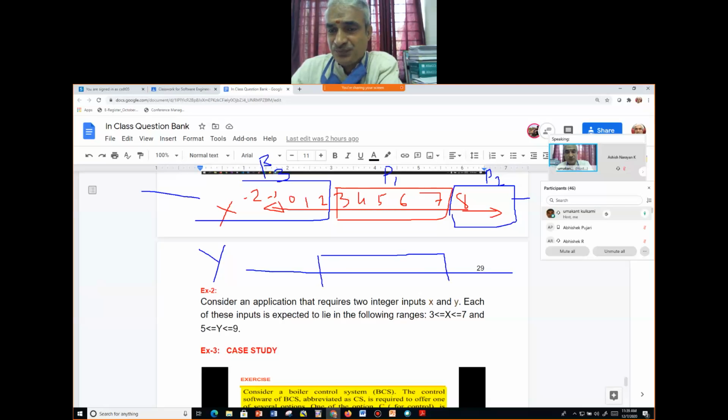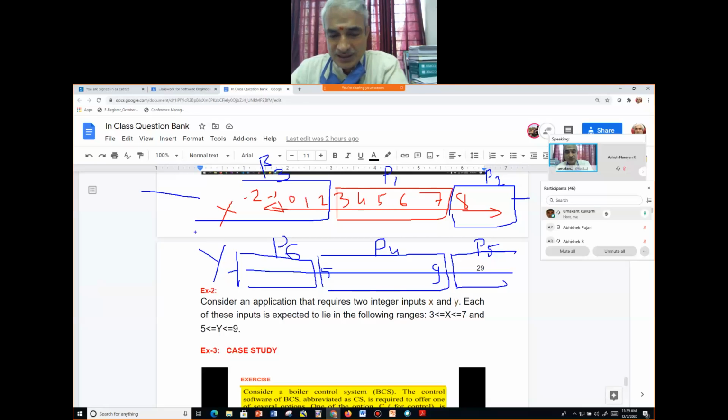One of the partitions here is between 5 and 9, inclusive of both, because less than or equal to is there. This is the partition. You can say P3 or P4, and this is another thing, P5, and this is another thing which is open here, P6. But if you take only one variable, say x, there are 3 equivalent partitions. If you take y, there are 3 equivalent partitions.